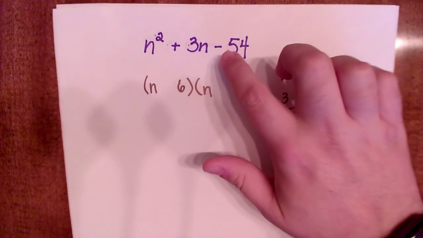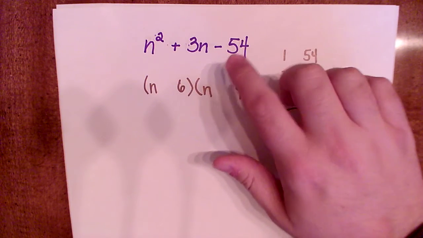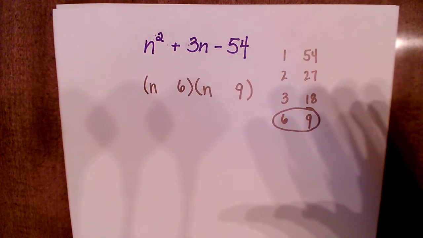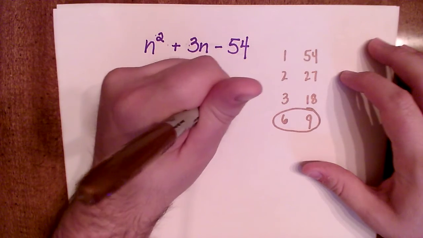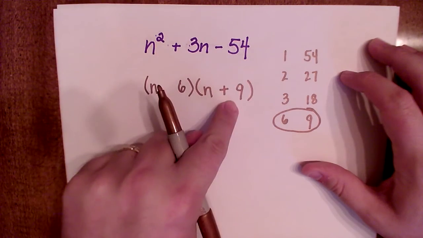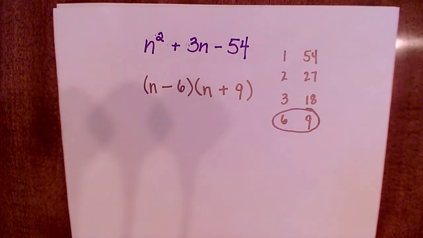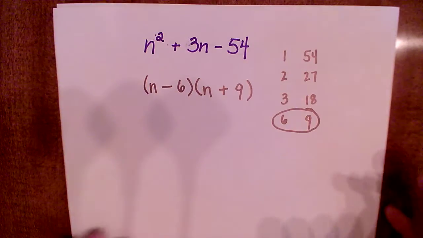Now, the last sign is minus, so signs are going to be different. The middle sign, different means one's going to be minus and one's going to be plus. The middle sign goes with the bigger number, so that's why the plus went with the 9, and that means the minus has to go with the 6. This is the factored form of this.